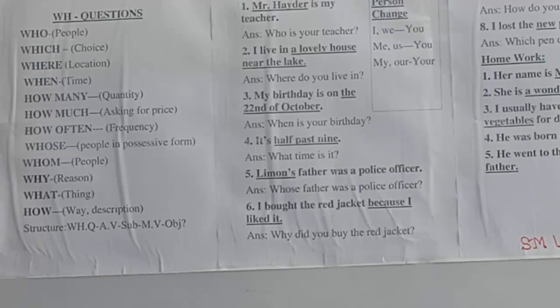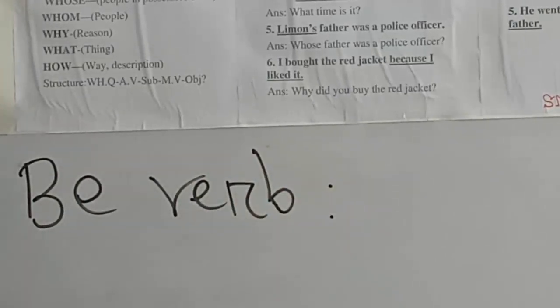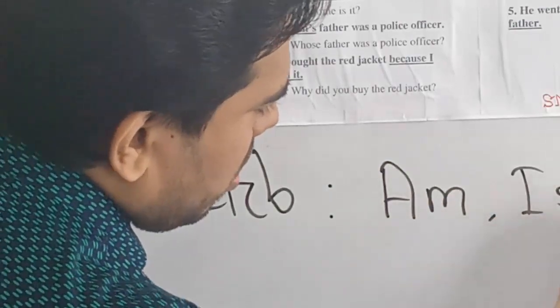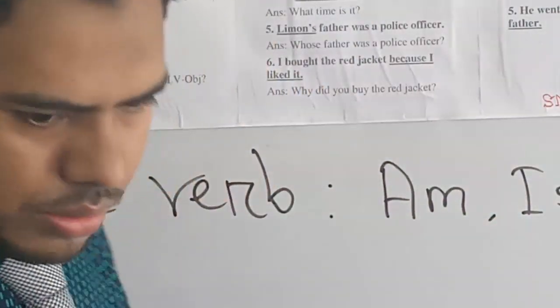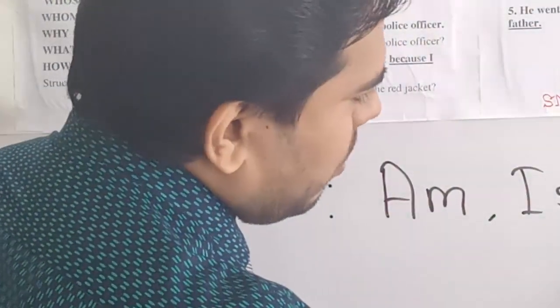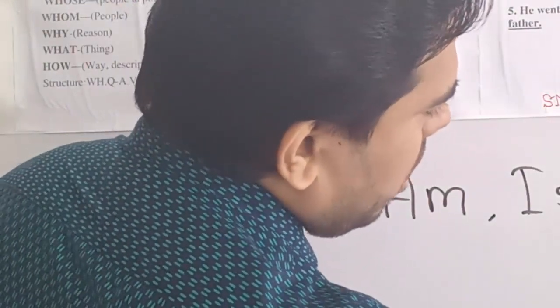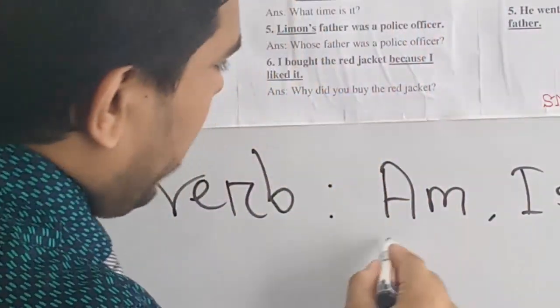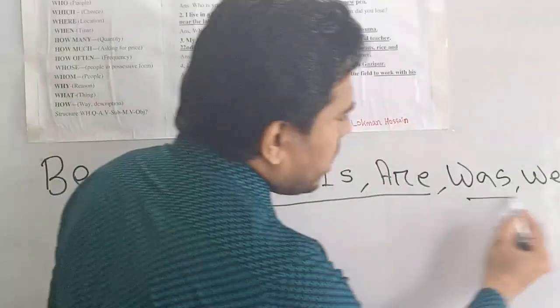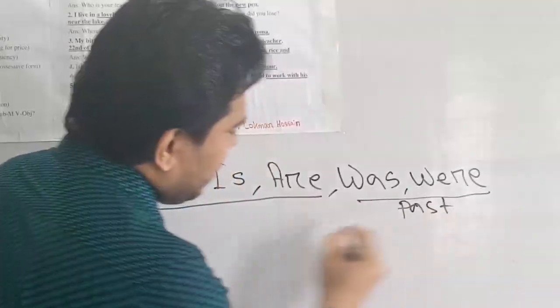So what are the auxiliary verbs? There are 4 types of auxiliary verbs in English grammar. First of all, be verb. The verbs are am, is, are, was, and were. Here, am, is, are, these 3 are used only in present tense, and was and were are used only for past tense.